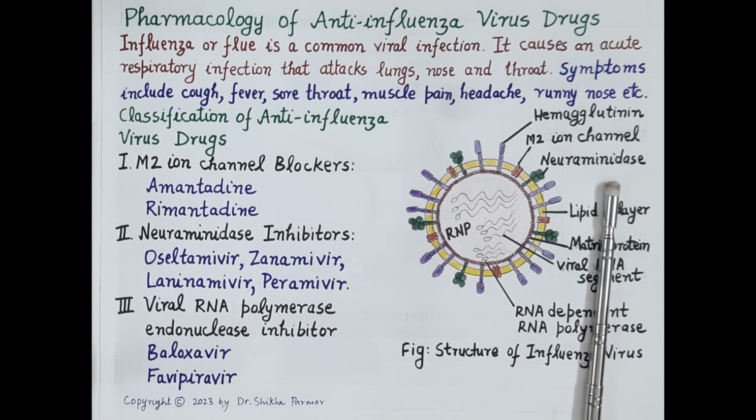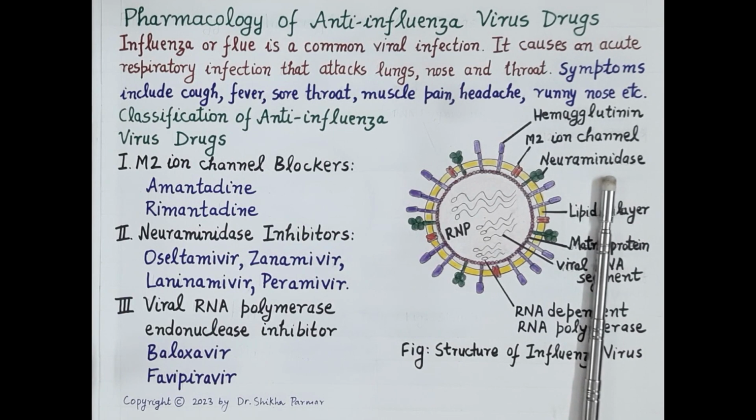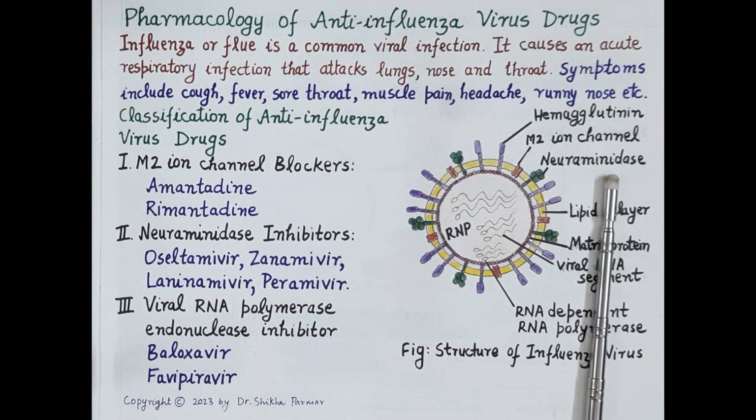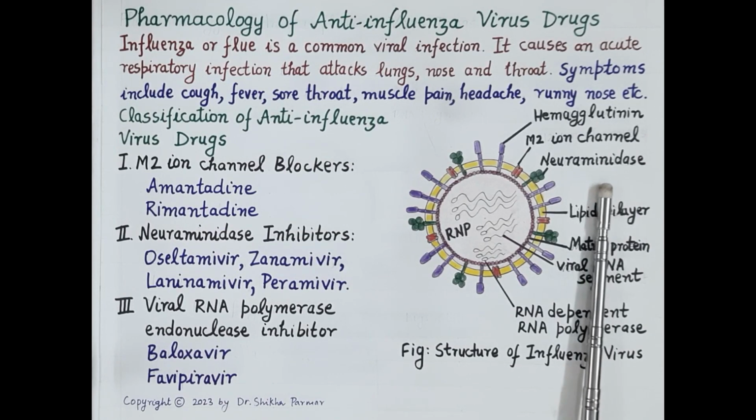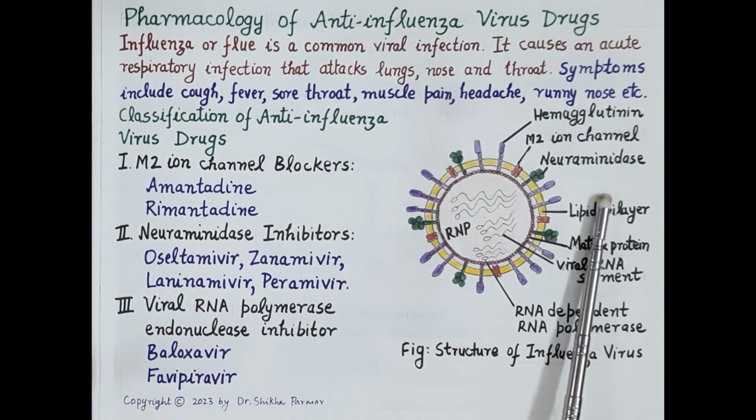It cuts the linkages between sialic acid on the host surface and hemagglutinin of the viral progenies, so that viral progenies are released from the infected host cell and they can infect other host cells.